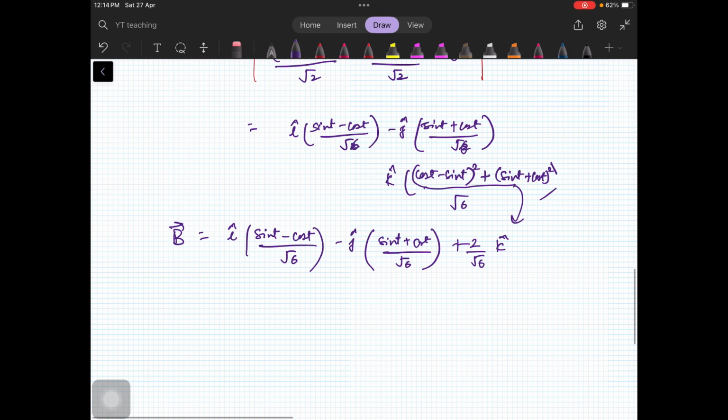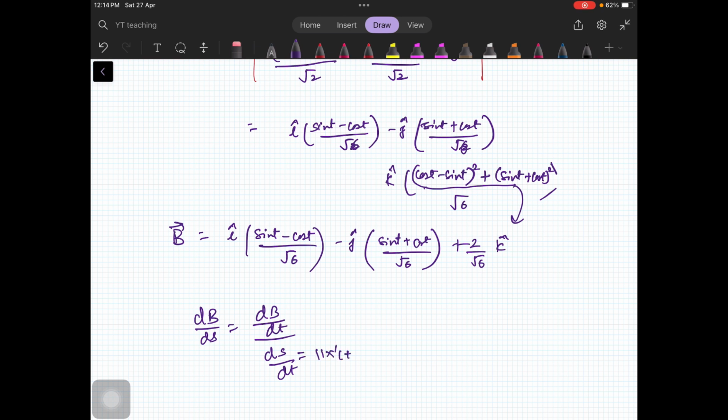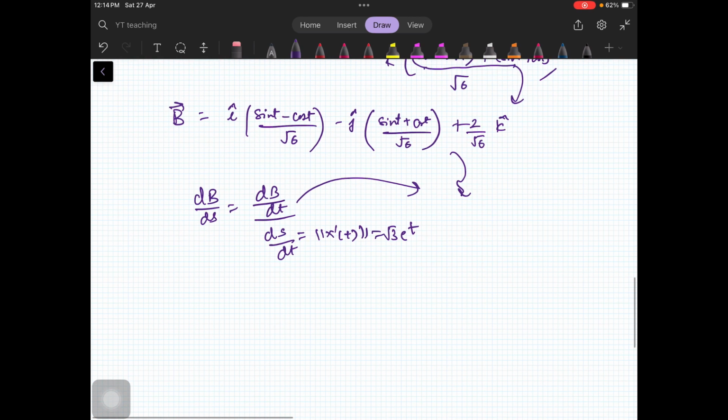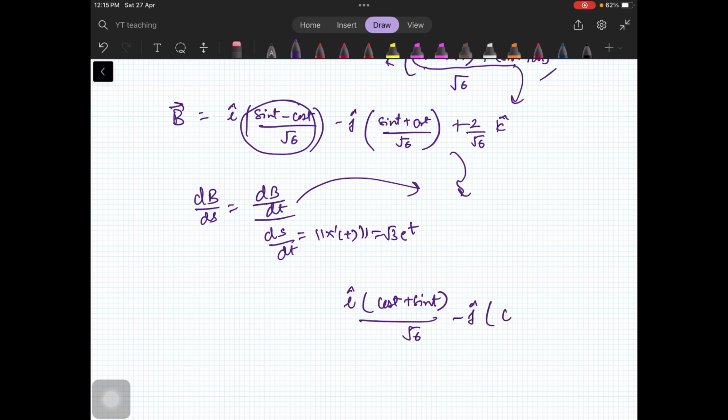And I know that if I do db by ds, it is going to be db by dt divided by ds by dt. So ds by dt, we know this is x prime t, which we calculated, right? This is equal to root 3 e raised to power t. And db by dt, we can calculate from here. So see what you'll get. You get i cap (cos t minus sin t), (cos t plus sin t). I'm differentiating this, okay? Root 6 minus j cap. This is going to be (cos t minus sin t) upon root 6. And the derivative of this constant term is going to be 0. And then you have root 3 e raised to power t.